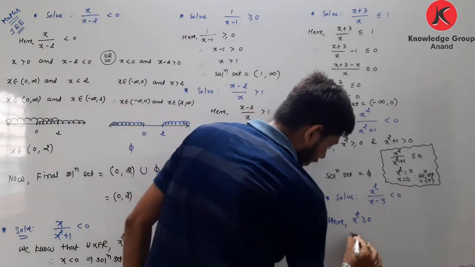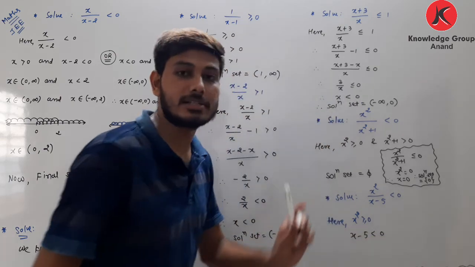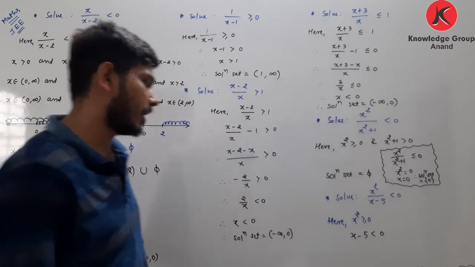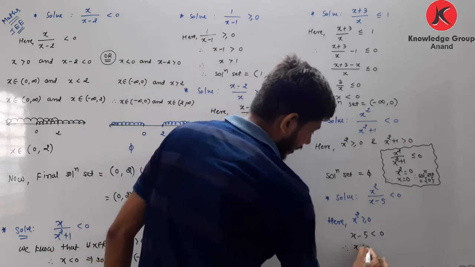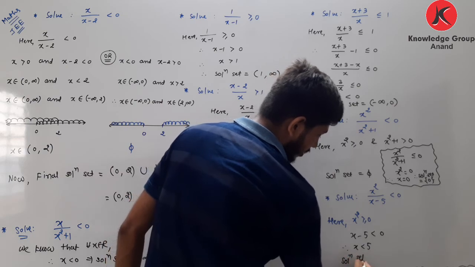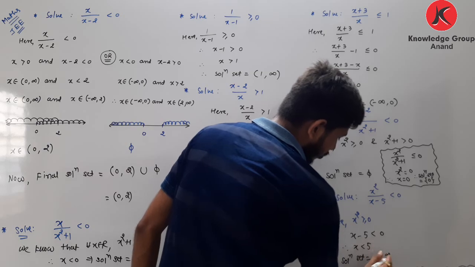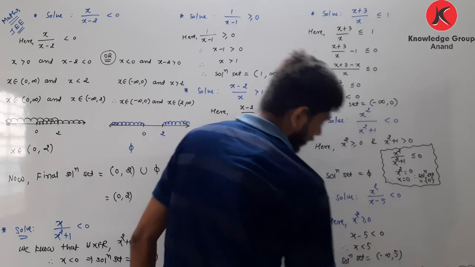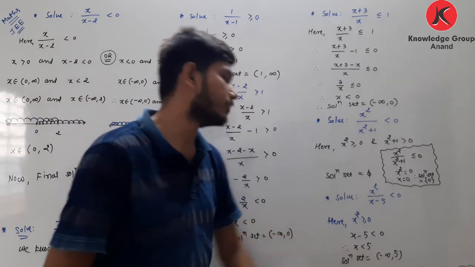So therefore we can write x minus 5 must be less than 0. Therefore we can say that x is less than 5. Therefore our final solution set is minus infinity to 5. X less than 5 means minus infinity to 5.